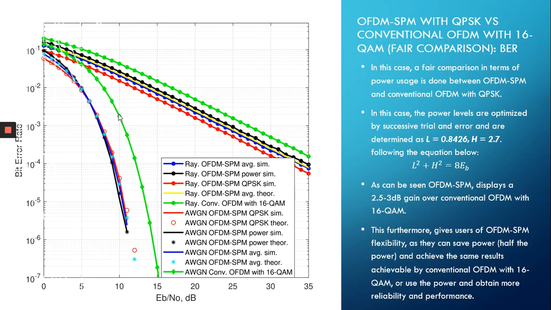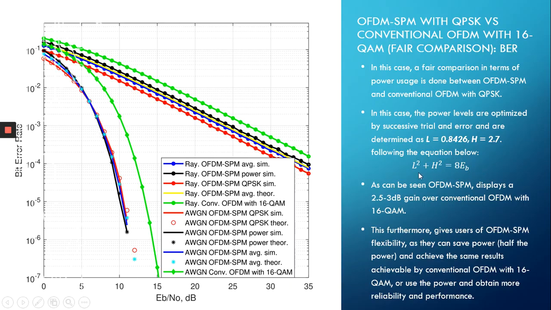So in that case, what happens if we reallocate the power that OFDM-SPM is saving? What if we make OFDM-SPM with QPSK use the exact same amount of power that conventional OFDM with 16 QAM is using? Well, the results turn out as follows.